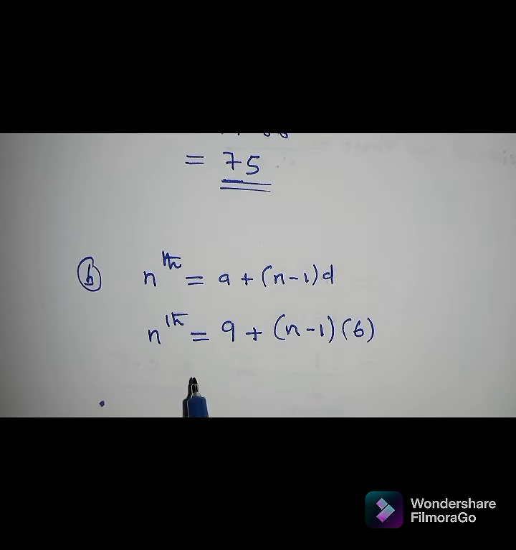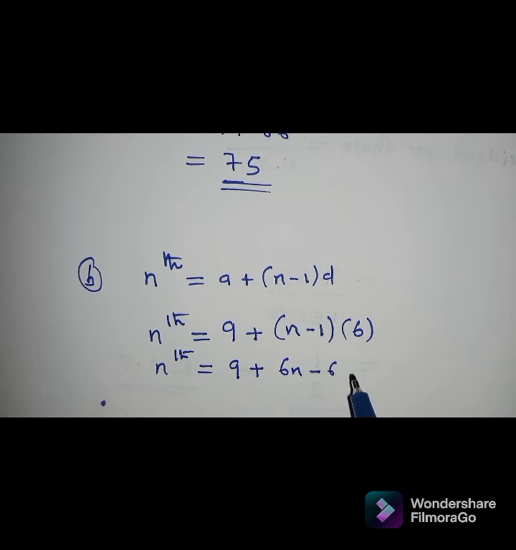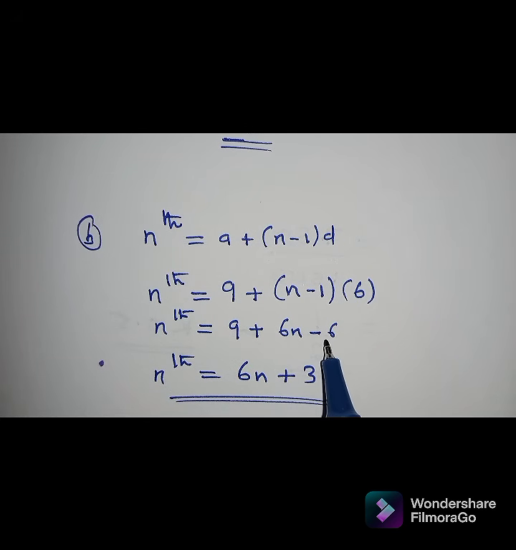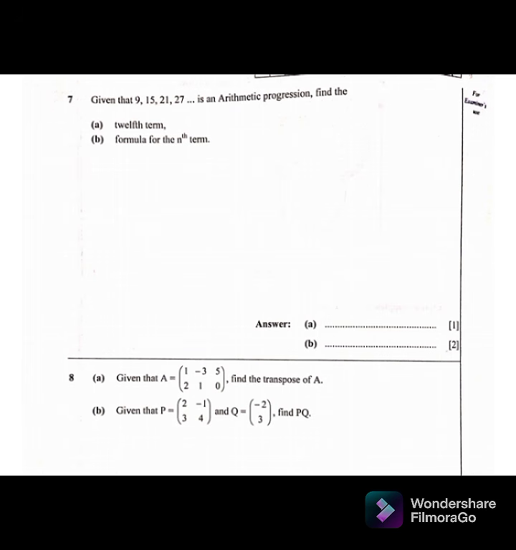So now we can multiply, okay? We can get rid of the brackets by multiplying whatever is inside the brackets by this 6. And then here we will find that our answer will be equal to this. This is our nth formula. This is 9 minus 6, which is 3. So 6n plus 3 is our solution. We go to the next question.